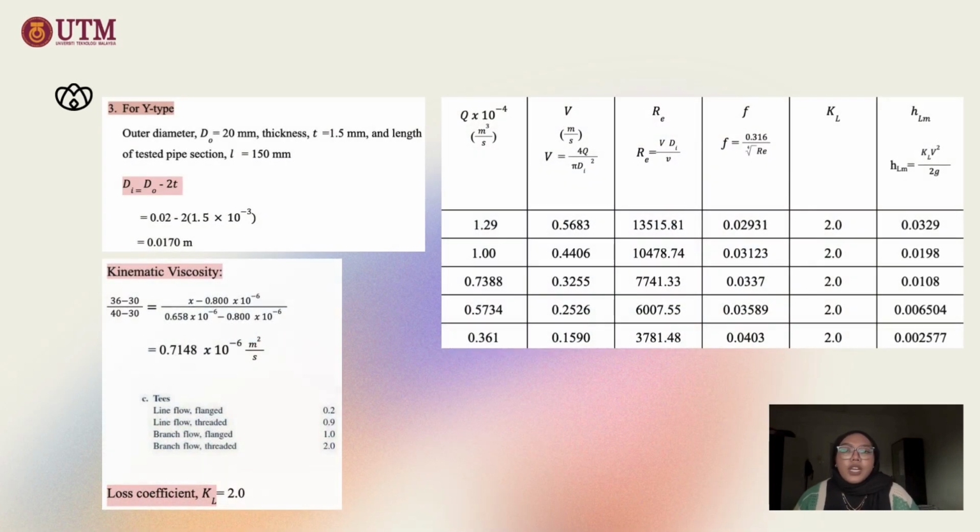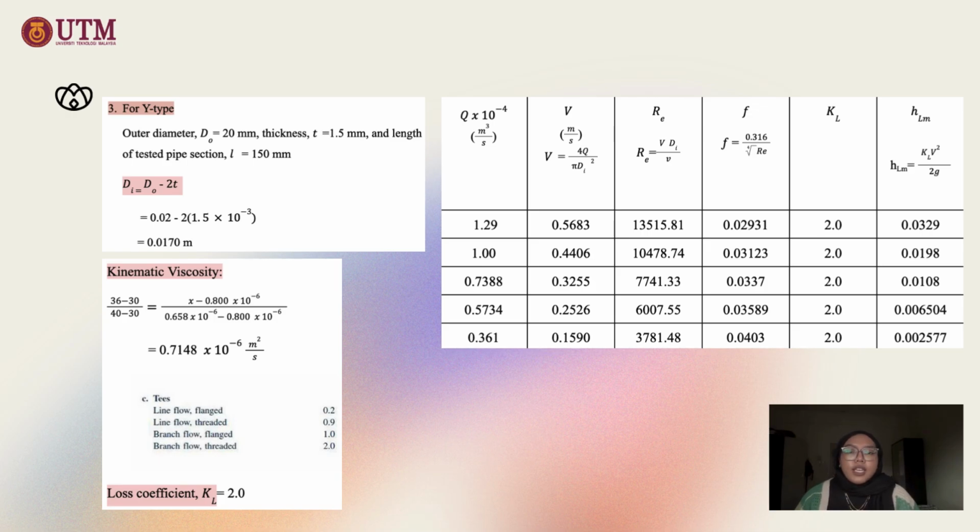Specifically for this one, the formula is V2 minus V1. The third one is finding for the Y type of branch. We were given the outer diameter, the thickness, the length of the tested pipe section. And then using the same formula to find the inner diameter of the pipes, we got 0.0170 meter. Still doing the interpolation to get the kinematic viscosity using the same formula.